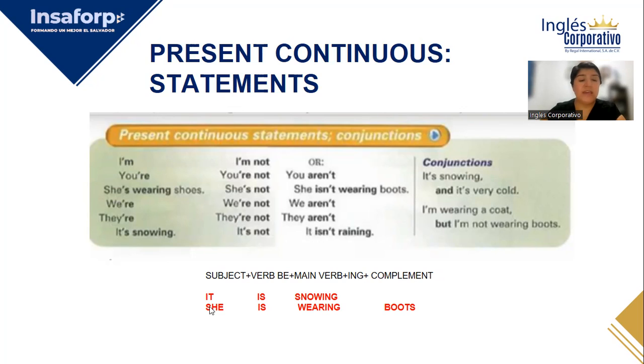Por ejemplo, si digo they, ¿qué iría acá en vez de is? Are. They are. Ajá. They are wearing boots. ¿Ok? Ahí sí hacemos la distinción, ¿verdad? Pero el verbo de acá, del main verb, siempre iría de esta manera. Recuerden, estamos hablando de la estructura present continuous. Entonces, en el present continuous, siempre el verbo principal va así. En terminación, le llamamos ing. Ing ending.